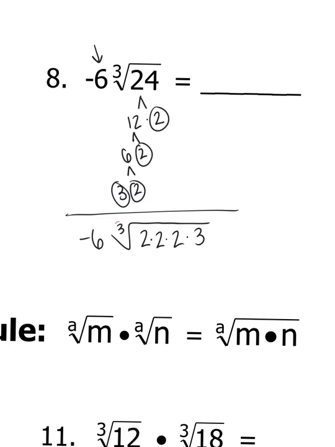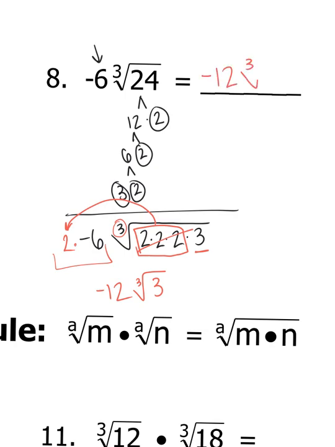My index says I need groups of 3, so I've got 1 right here. Since I have a group, I'm allowed to take one of them out as an answer. This guy cannot come out because he's not a group of 3, so he will stay inside of the cube root. On the outside, I'm multiplying these back together. So 2 times -6 is -12. So my answer to number 8 is -12 times the cube root of 3.